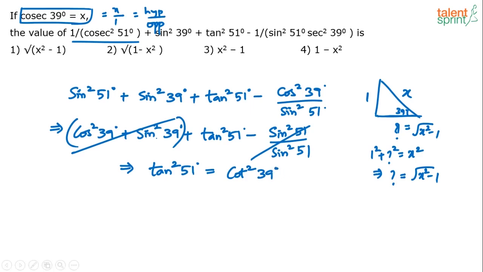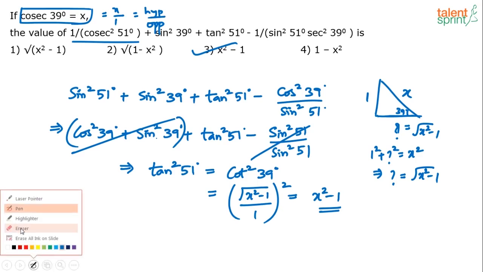Yes or no? Cot square 39. What is cot theta? Cot theta is adjacent by opposite, right? You're able to follow. So adjacent side is x square by root over x square minus 1, by opposite side is 1. This whole squared. So that leaves us with x square minus 1, option 3. All right, simple. Just play with those ratios, consider this right angle triangle and simplify to get the answer.